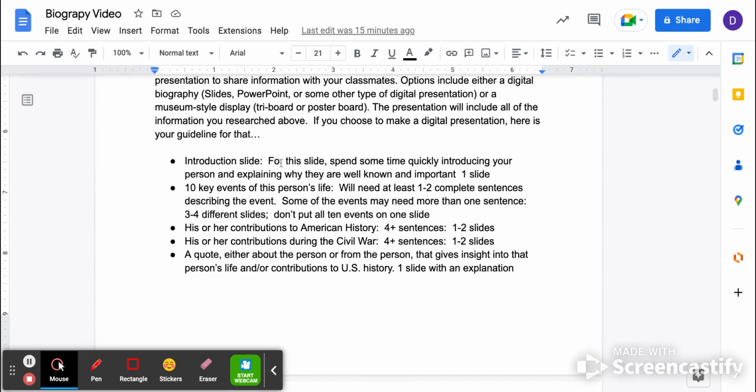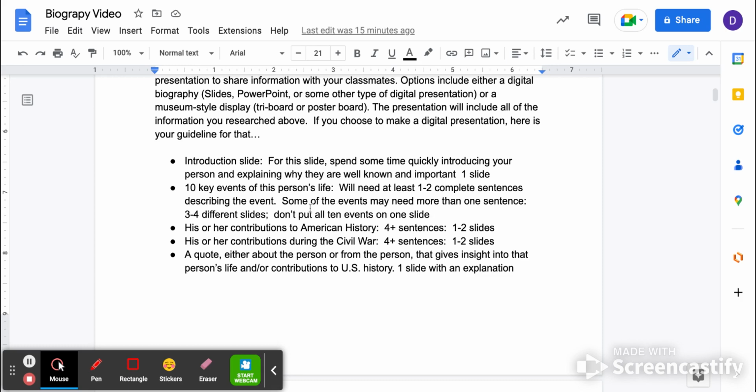What I want to see next is the timeline or the key events. You have to have 10 of these and make sure a lot of them are from the Civil War. I would probably avoid key events being born and dying. I wouldn't include those. I don't think those are key events in people's lives. I get it. We're born and we die, but that's not what made the person famous or well known. So avoid those things. For each event, you need at least 1 to 2 complete sentences describing the event. Some of the events may need more than that, depending on how big they are.